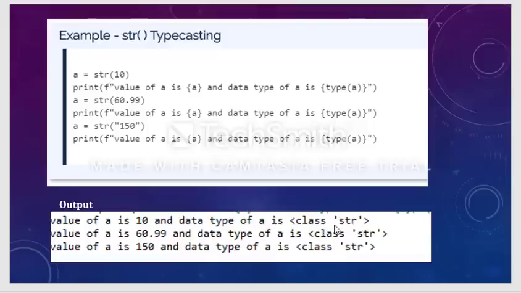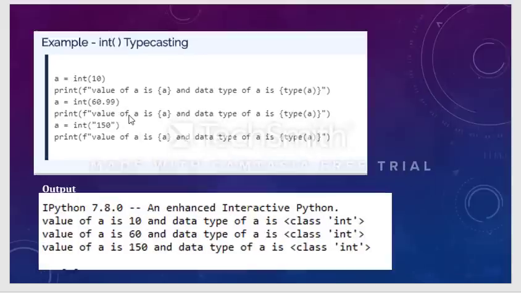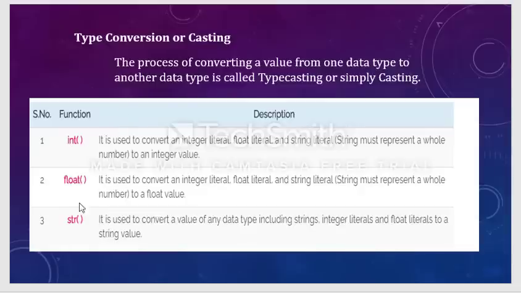So a contains a string value 10. Similarly 60.99 is a float value, generally, but when you write str in front of that, it automatically becomes the string 60.99. Again 150 is also a string. So this is about typecasting, that means conversion of one data value into another. What we use here are three different functions, which are int, float and str, to convert different values into integer, different values into float and different values into string.